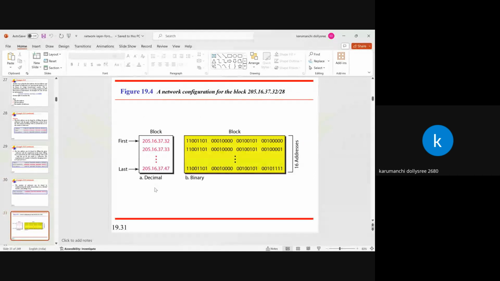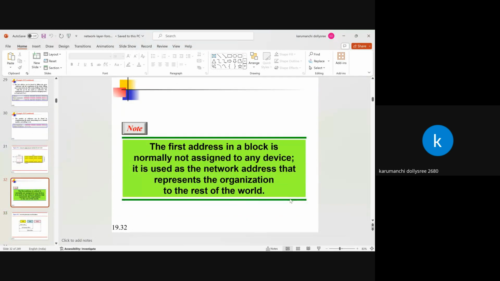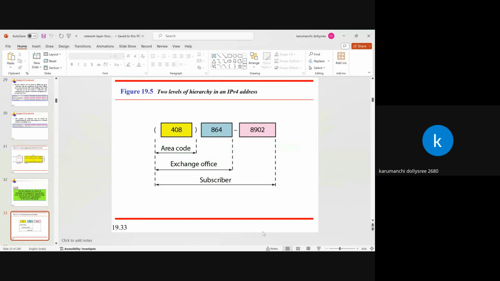The next one is how we are going to configure the network for the given block. If the given block has 16 addresses for a small organization, we know binary notation and decimal notation, right? And we know how to find the first address and the last address, right? If the first address is not assigned in a block and we are using some network address that will represent the organization, we have different types of hierarchies here.